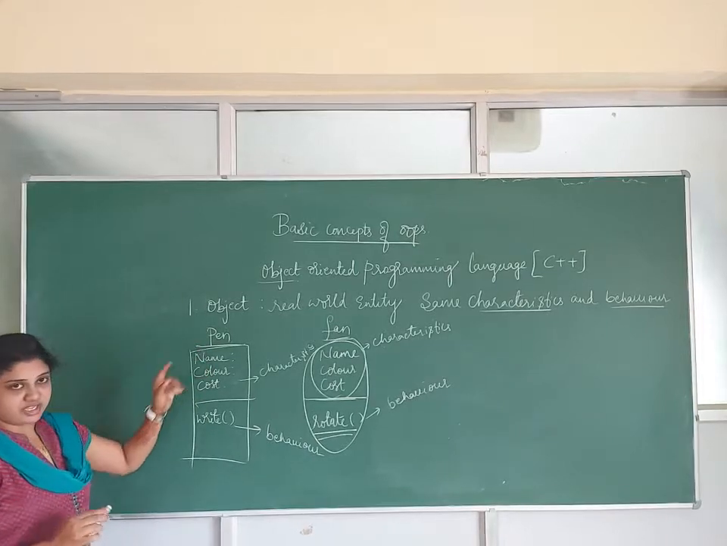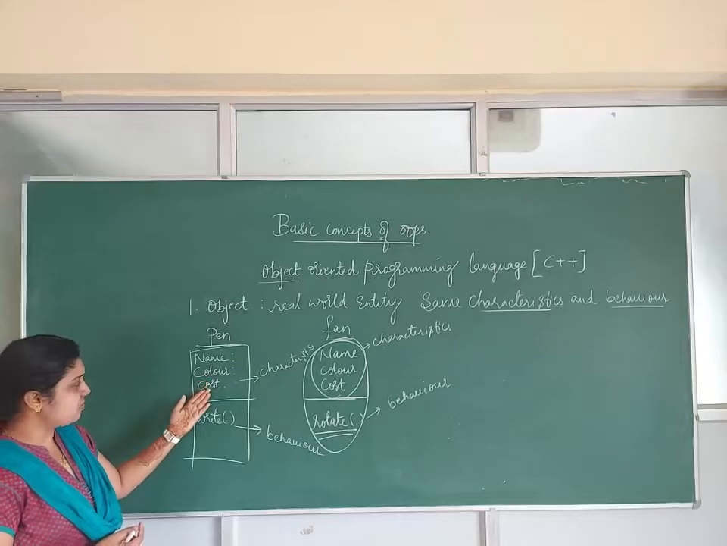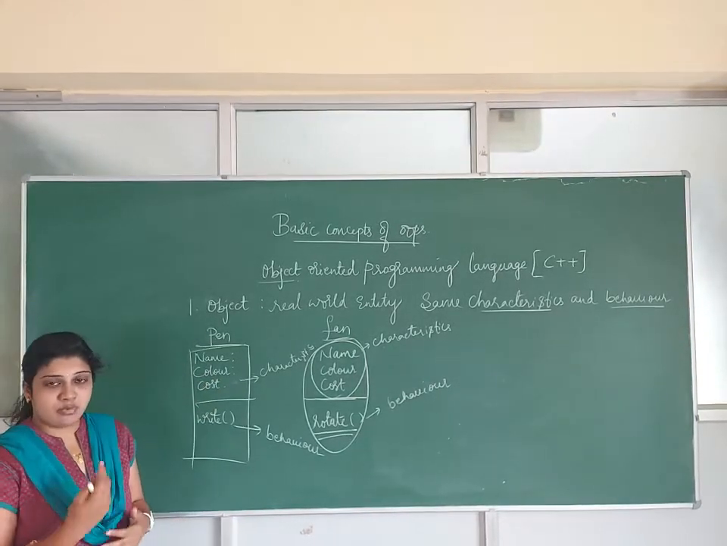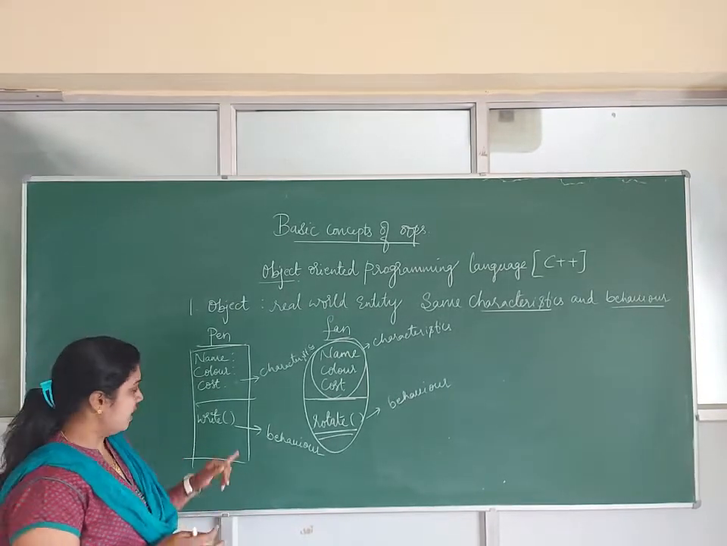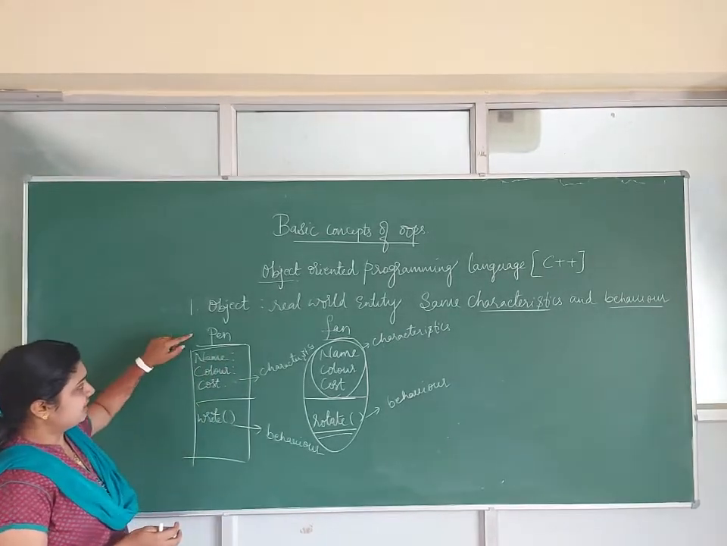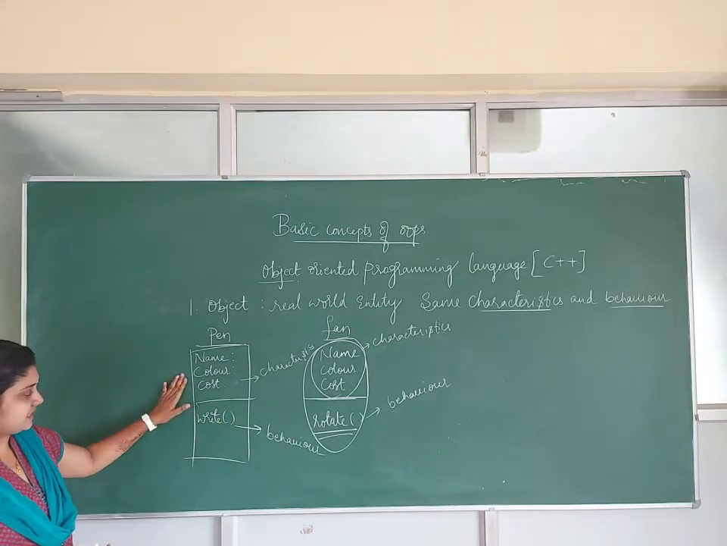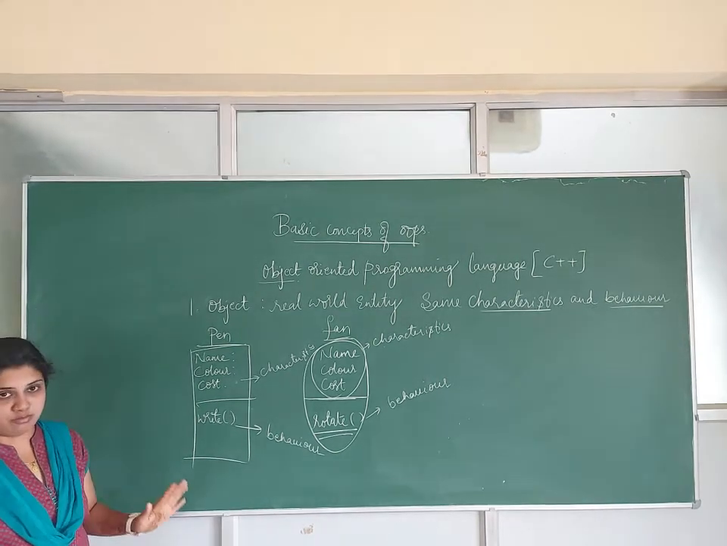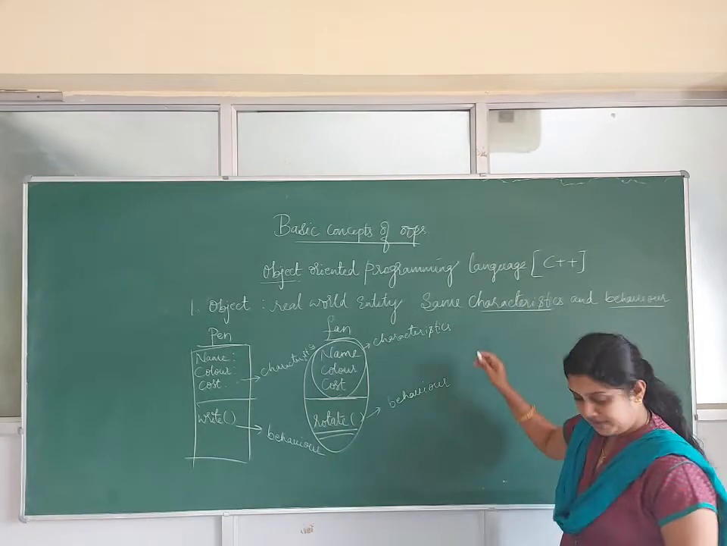So here I have taken pen as an object. From the pen I have derived name, color, cost. These three we are calling characteristics. Behavior is the function of a pen, that is the function of an object. It is mainly used for writing. So here if I take a pen as an object, it is closely associated with characteristics and behavior. This particular concept we are calling an object. One more example I am going to take, that is a person.